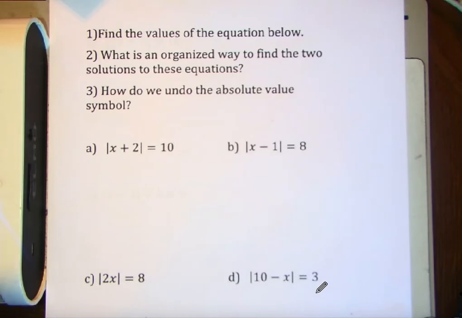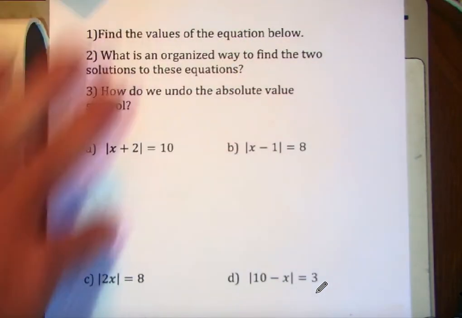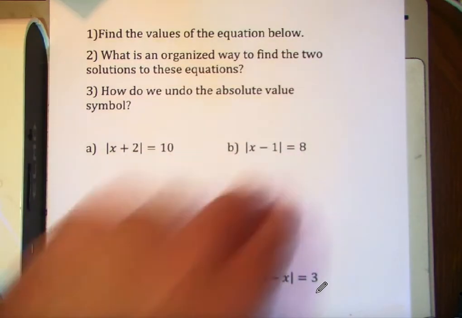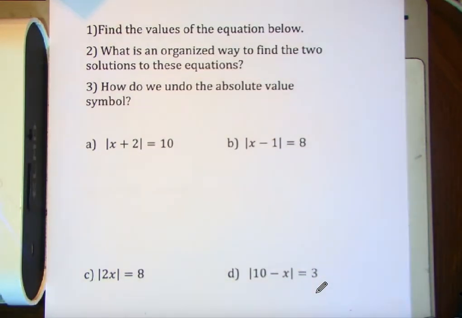All of these, we're going to find the values that make each equation true. And I will tell you that in this case, there are two numbers. You have to find the two numbers that make each equation true. So two different numbers here, two different numbers here, two different numbers there, two different numbers there. And then what you're going to find hard is, is there a way to find the two solutions to these equations?